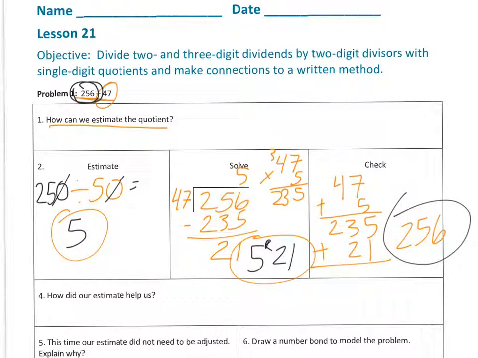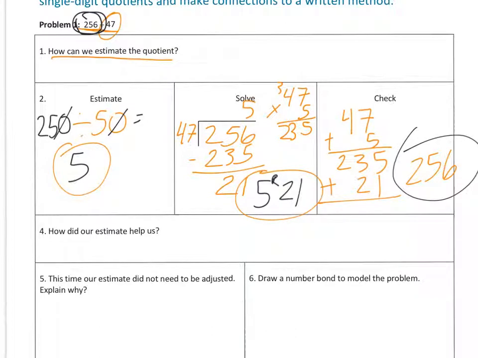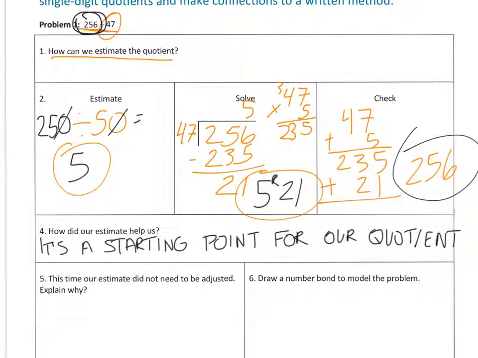So how did our estimate help us? Why did we start off with that estimate? Well, because that gave us a starting point for our quotient. It gives us a starting point because without that estimate, we would have had a really hard time getting this number and it would have taken forever. This estimate helps give us a good idea for what our first step is going to be.